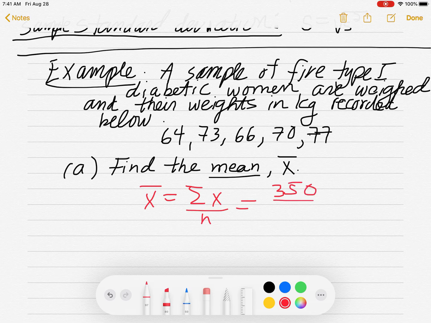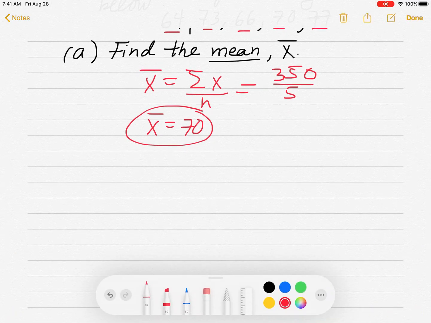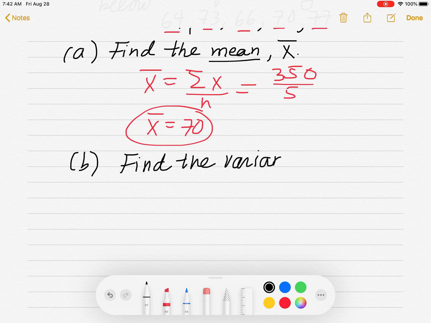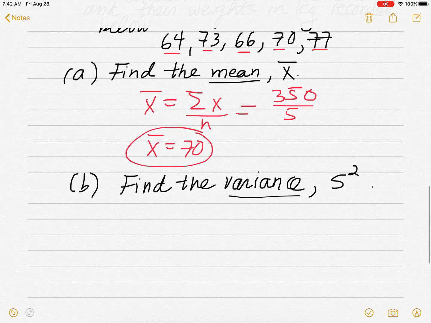And we're going to divide that by the total number, n, which is 5. So X bar, the mean here, is 350 divided by 5, which is 70. Okay, so we got the mean. So part B, I want us to find the sample variance, which will tell us how spread out things are. Remember, it's the average square distance that the data values are from the mean.